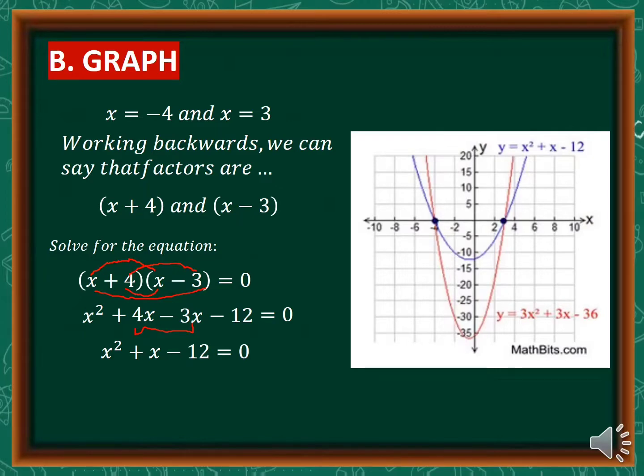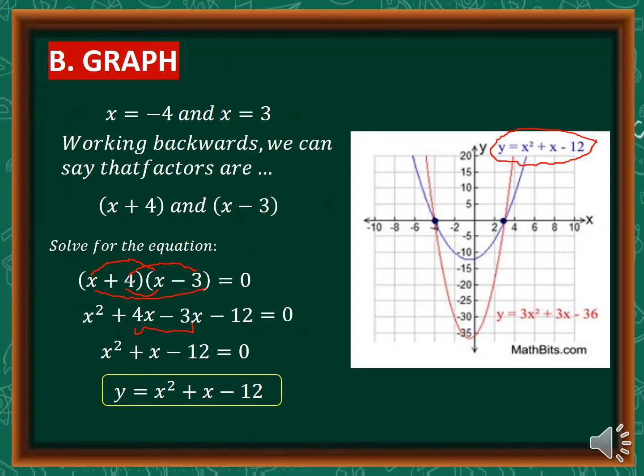So, ayun, nakita nyo yung ating blue? If you notice, we get the same answer, which is our quadratic function y is equal to x squared plus x minus 12. Tingnan nyo, itong ating red na graph, na equal sa y is equal to 3x squared plus 3x minus 36, same lang siya ng x-intercept. Ibig sabihin po ba, dapat x squared plus x minus 12 din po yun.